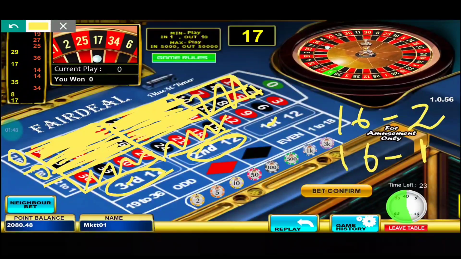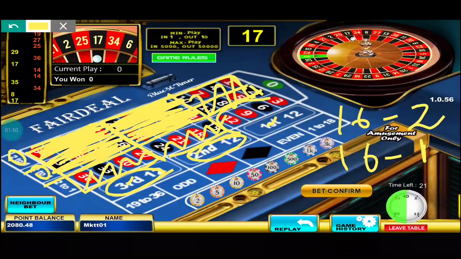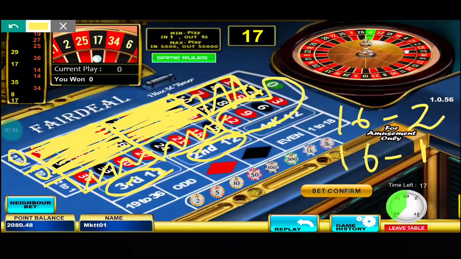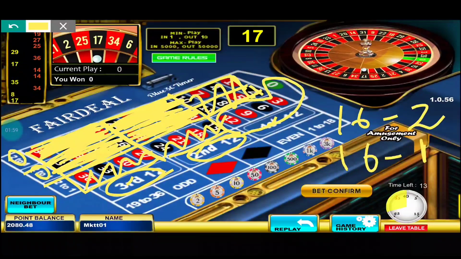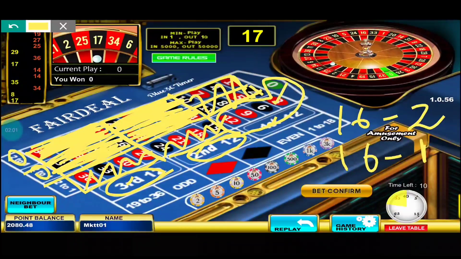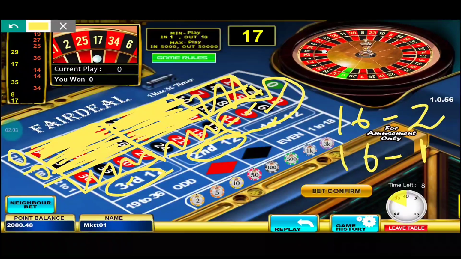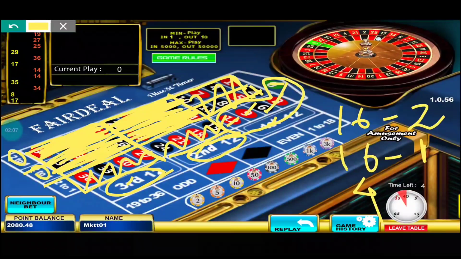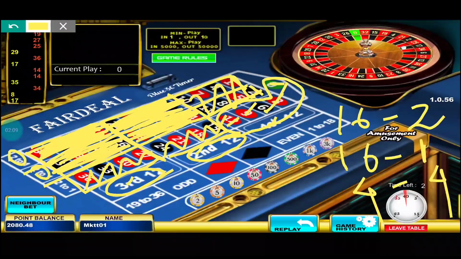So what will happen with these 5 numbers, these 4 numbers and 0? Suppose a number from this section hits, that is number 3, number 6, number 9 and number 12, and also 0. I will lose all the 4 units.